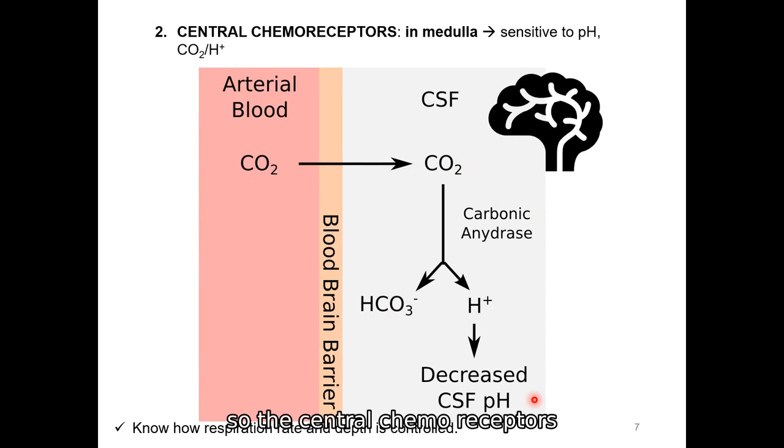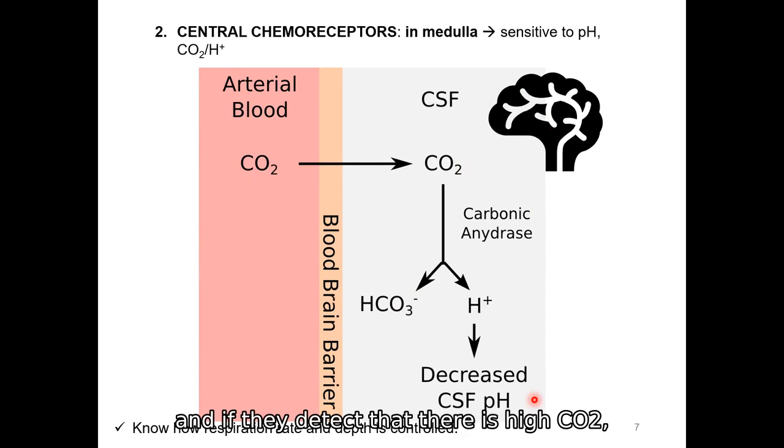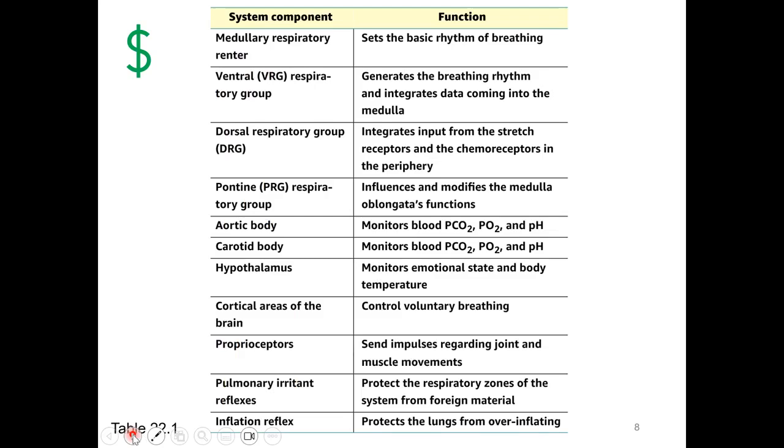Okay, so the central chemoreceptors are going to have a very strong signal to the respiratory center, and if they detect that there is high CO2, meaning the pH is dropping, they're going to have the strongest influence in controlling rate and depth of breathing. Like I said, I hate to blow your world, you're not really breathing to get oxygen. I mean, you are, but you're more breathing to get rid of the carbon dioxide and maintain a stable pH.